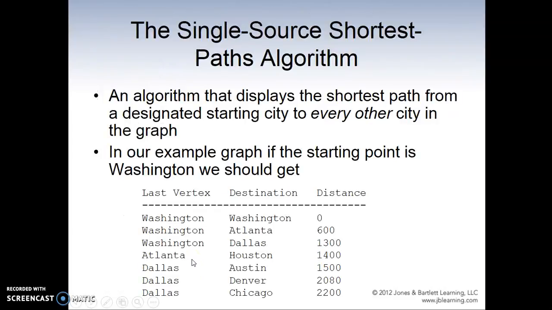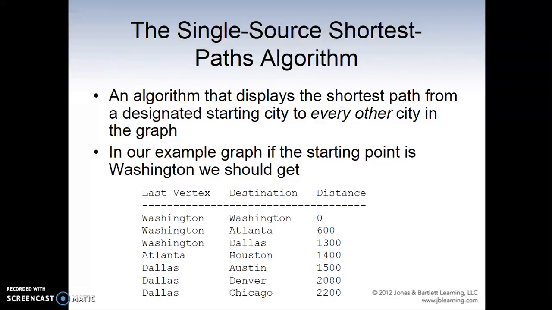Alright, so we understand breadth first and depth first search. And that's how we do traversals. So after we have all the possible paths, paths to travel between cities, then we can make single source shortest path algorithms. Now we can find a shortest path from the start to the end destination, right? So an algorithm that displays the shortest path from a designated starting city to every other city in the graph.